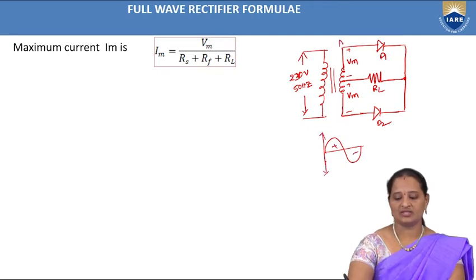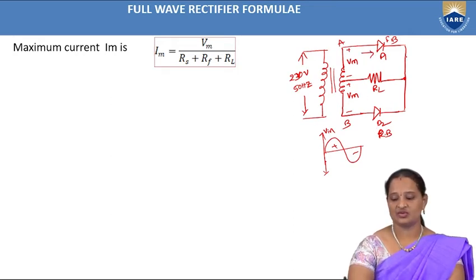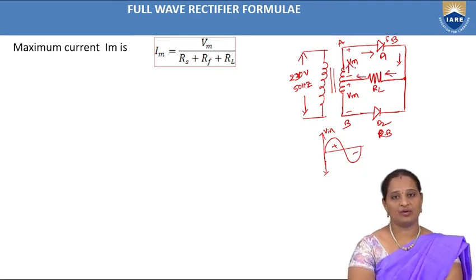During the positive half cycle of input voltage, let us consider this as point A and this as point B. Point A becomes positive and hence the diode D1 is forward biased, and point B is negative during the positive half cycle of input voltage, which makes the diode D2 reverse biased. As the diode D1 is forward biased, the current will be flowing through the diode D1, which is on, through the load resistor and through the center tap, that is the secondary winding of the transformer.